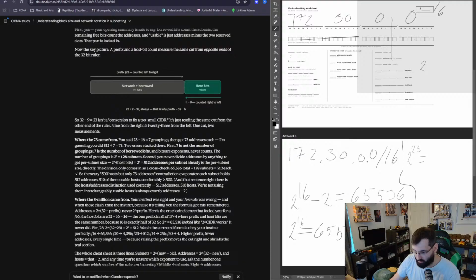Yeah, but that's also confusing because we use the term host bits a lot. And if hosts are usable addresses, then what are host bits?